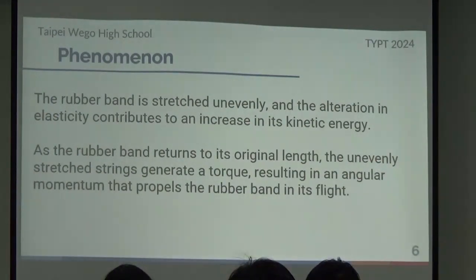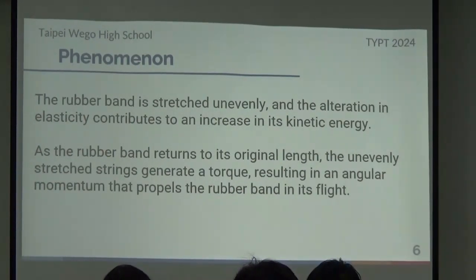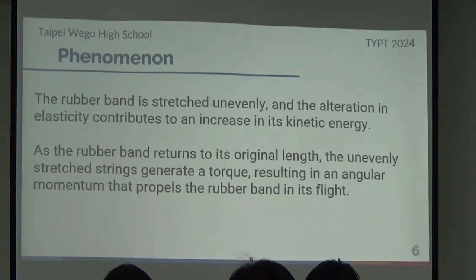In the phenomenon, the rubber band is stretched unevenly, and the alteration in elasticity contributes to an increase in its kinetic energy. As the rubber band returns to its original length, the unevenly stretched strings generate a torque, resulting in an angular momentum that propels the rubber band in its flight.